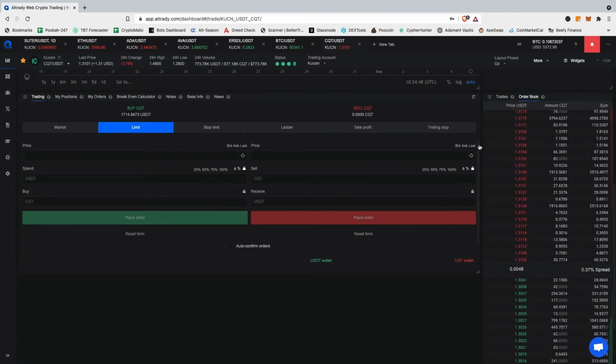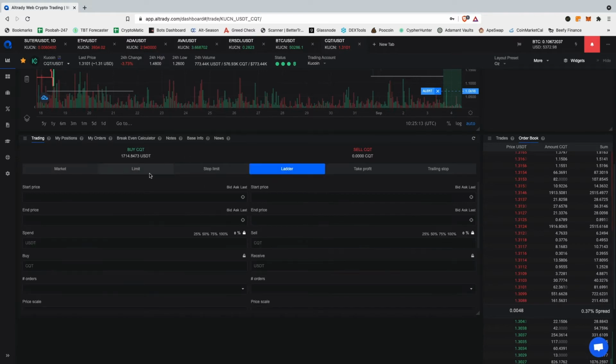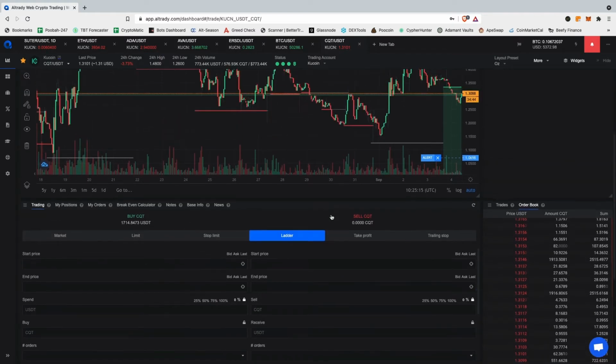So you can see your orders, you have your break even calculator, your notes, your base info, that's the base breaks and stuff, and your orders, your positions, and the trading panel. I've moved this around. They have market, limit, stop, ladder, take profit, trailing profit. For example, if we go to ladder, the others mostly people know.